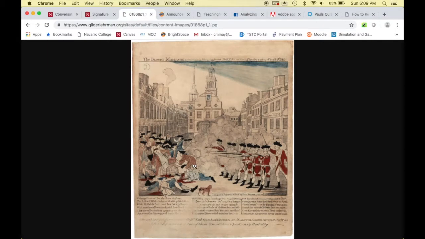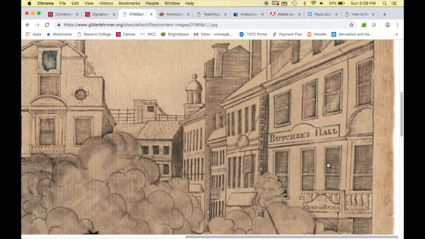The building that is of particular interest, though, is this building over here. You have it labeled here, Butcher's Hall. Now, if you are at all familiar with the city of Boston in the 1770s, then you would probably be aware that Butcher's Hall is not a place that exists. The building there is not called that, and that label doesn't exist in the city of Boston. Instead, Butcher's Hall is intended as a symbol.